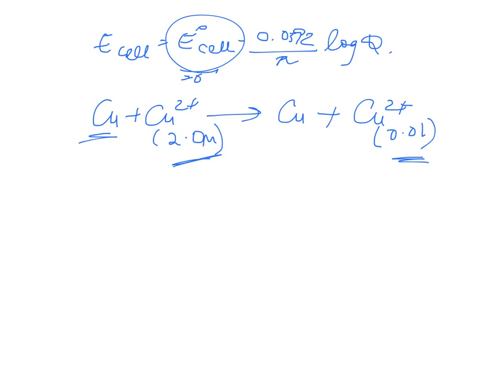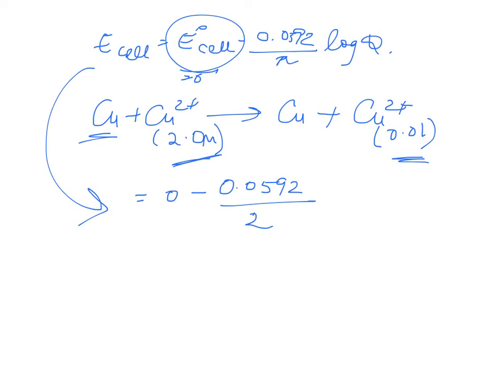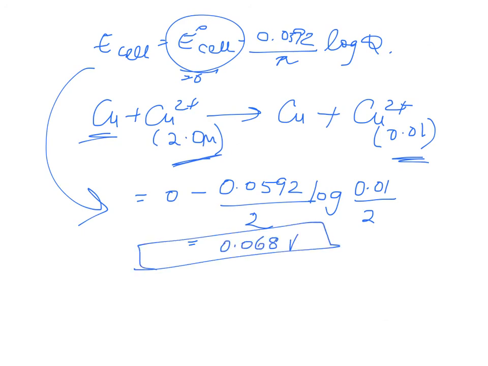And so if you follow that and plug in your numbers, you can hopefully see that 0 minus 0.0592 divided by 2, which is the electron change here, times the log of copper 2+ product, so that's 0.01, divided by 2 as your reactant. When you solve that, it comes out to be 0.068 volts. It's kind of low, but still it does have a potential.